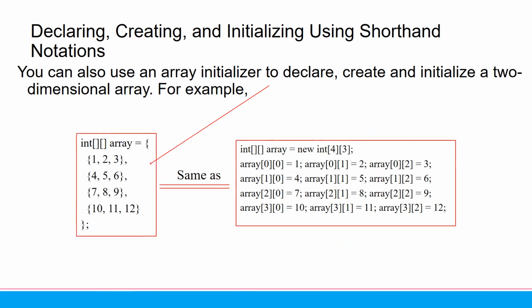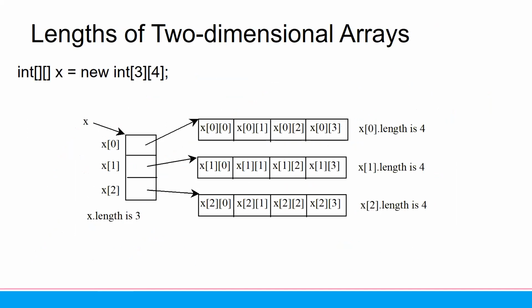Now, after you can define with this one, of course, you can check the length. As I mentioned to you, we assume that every length is the same for every row. So the x0 length is 4, x1 length is 4, and x2 length is 4. And then x length is 3.